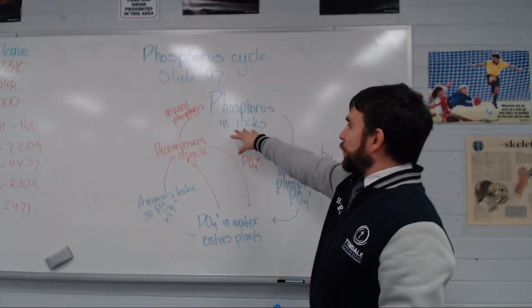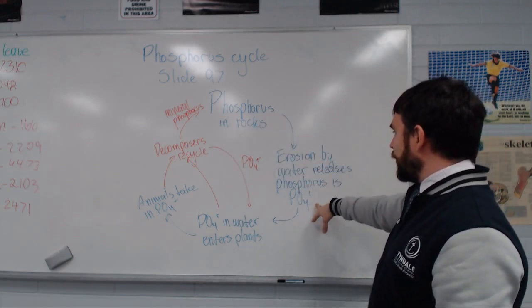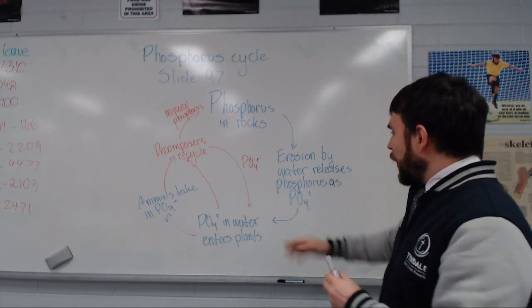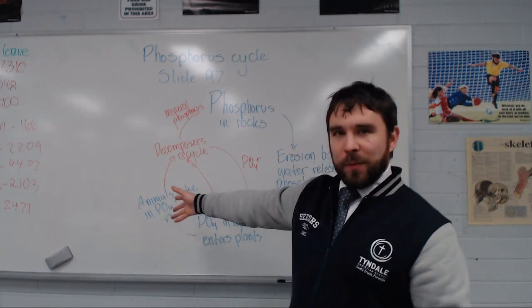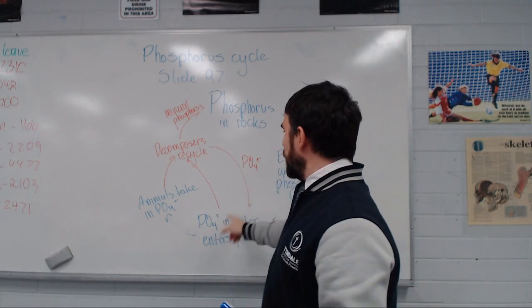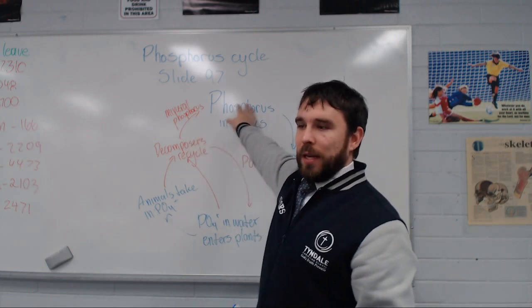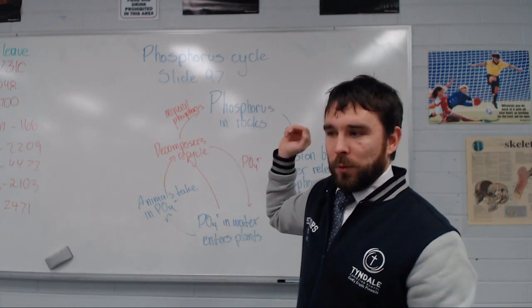The phosphorus in rocks comes down to erosion by water, which releases the phosphorus as phosphate. That then enters into plants, and the animals then take in the phosphate. The decomposers will recycle it, and so that will either go back in as phosphate, or it will enter back into the sedimentary rock and go through the whole cycle once again.